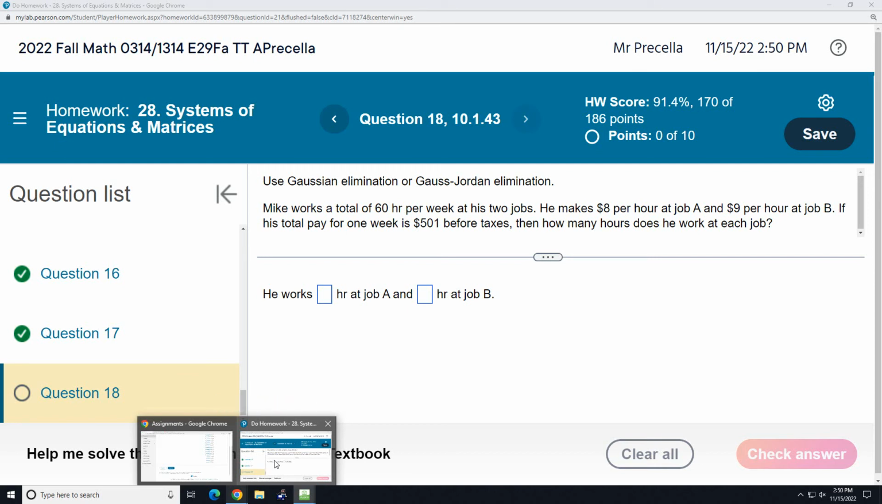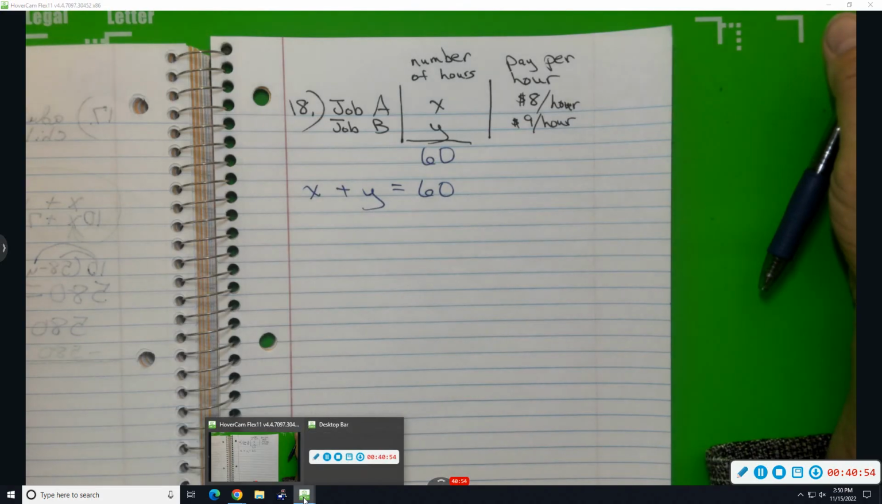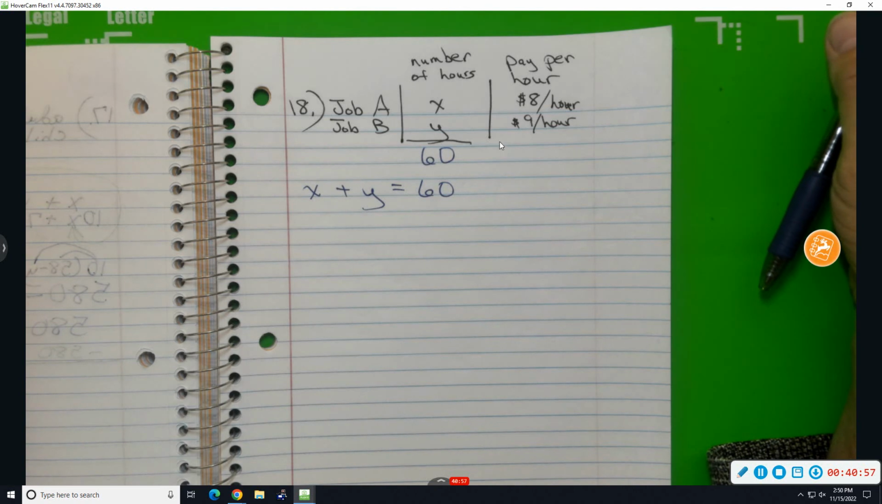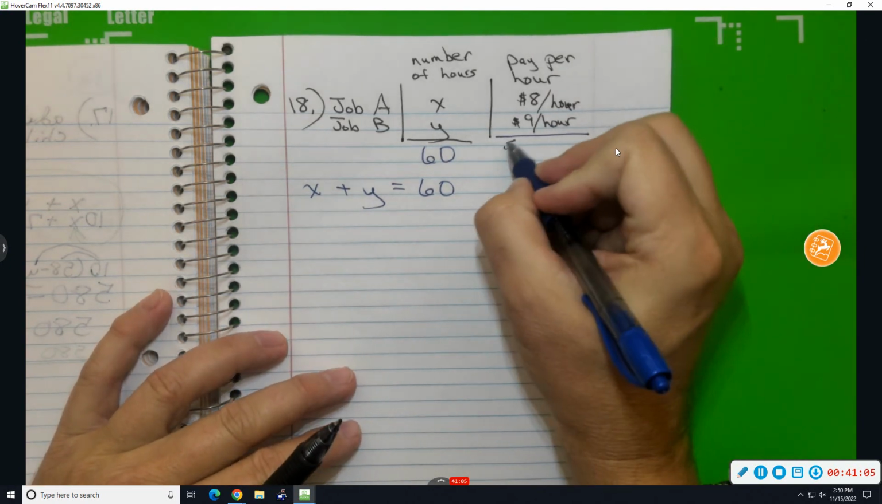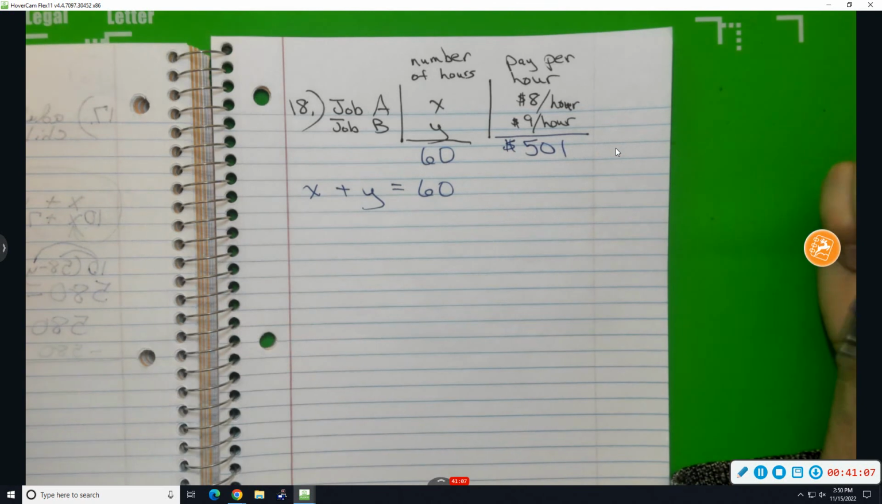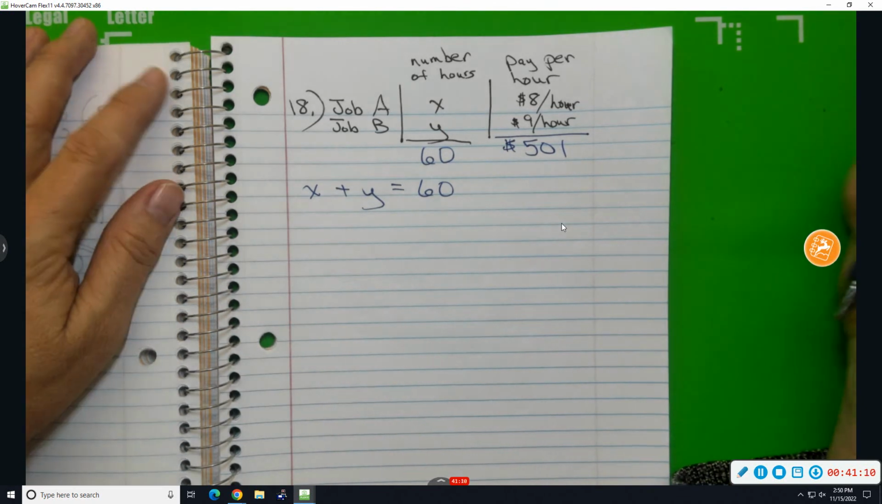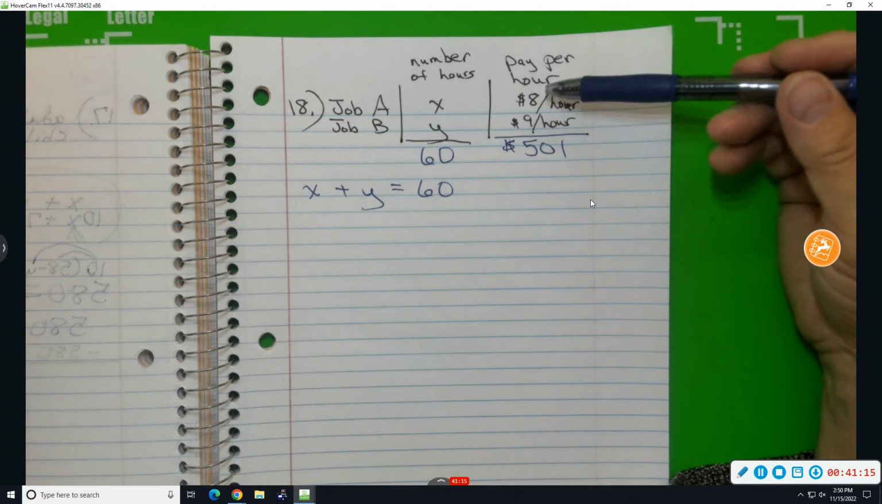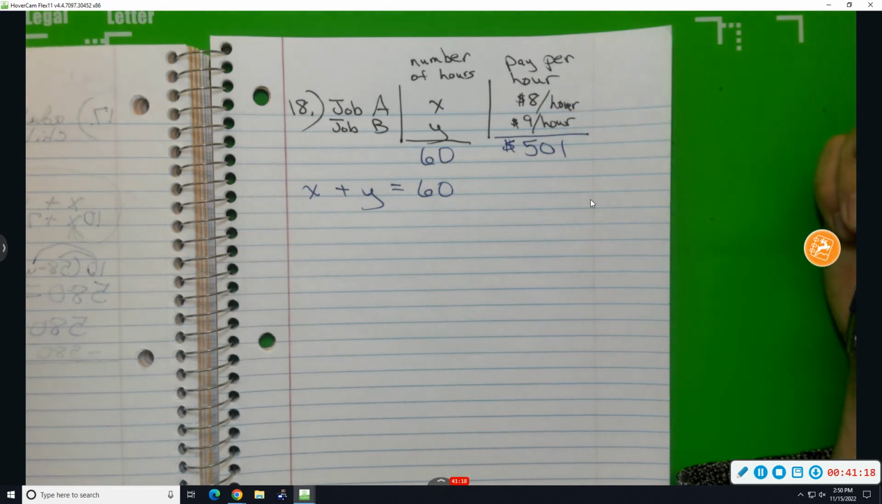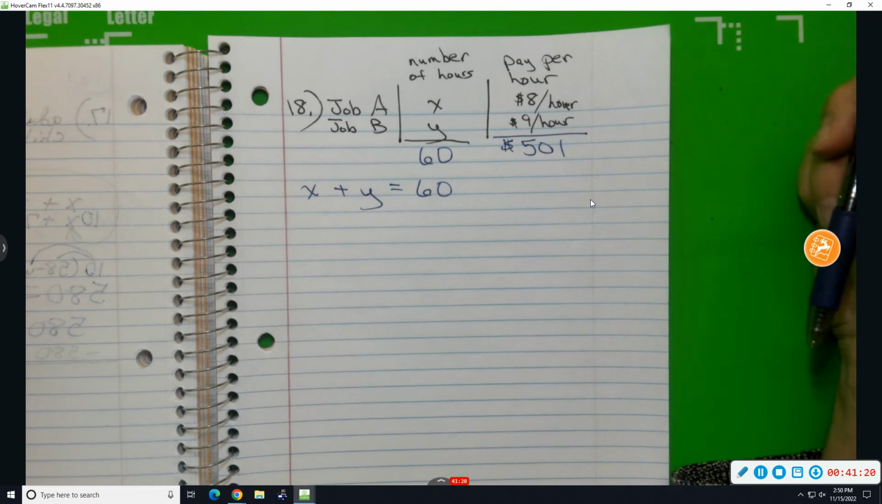There's one number. If his total pay for 1 week is $501, so he makes $501 in 1 week. Where do you think I should put that 501? Pay per hour? If you add up all the pay he gets, it better be $501. In a way, per week, that's not too bad, but it's bad that he has to work 60 hours. Oh yeah, $501 if you were working less, 40 hours. 60 hours. Oh wow.